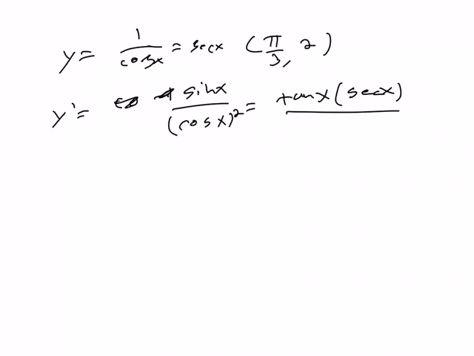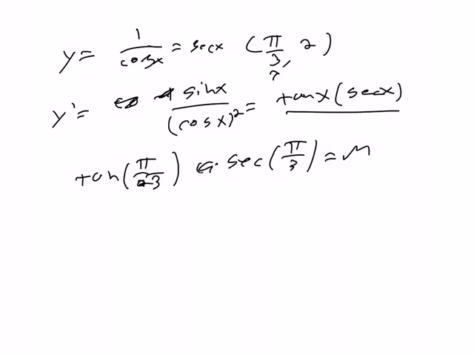Anyway, so now we plug in pi over 3. So we get tan pi over 3 times secant pi over 3. This is equal to m.